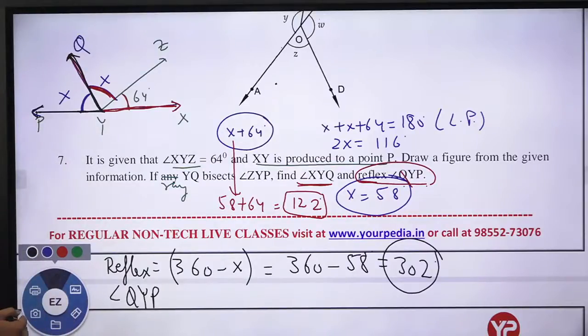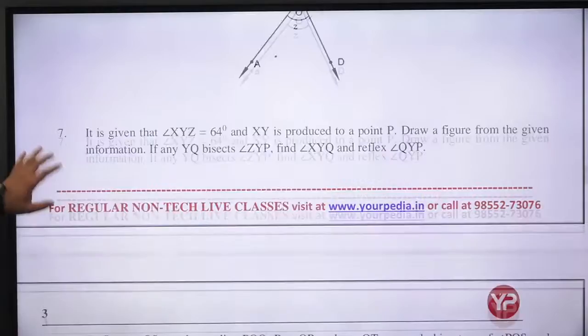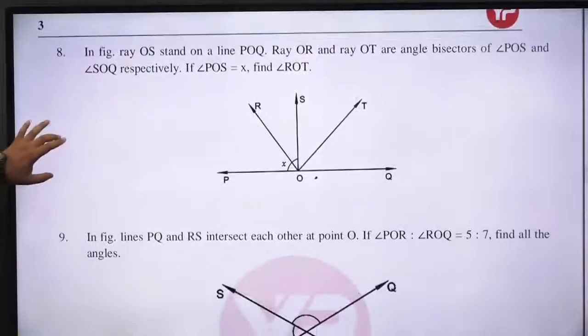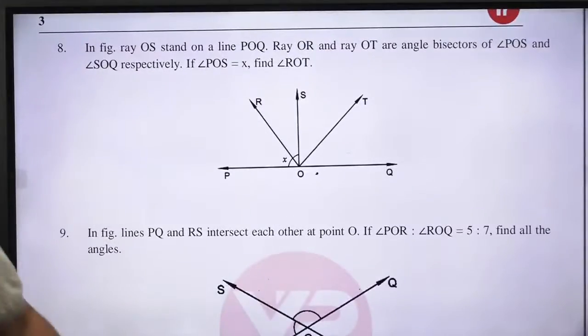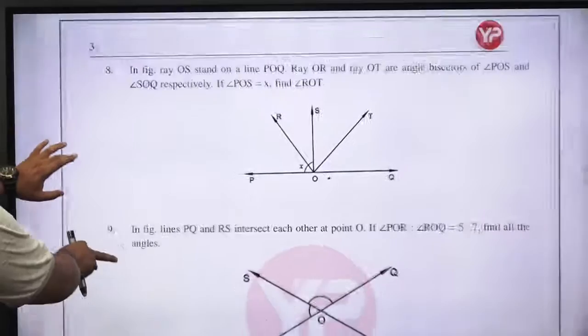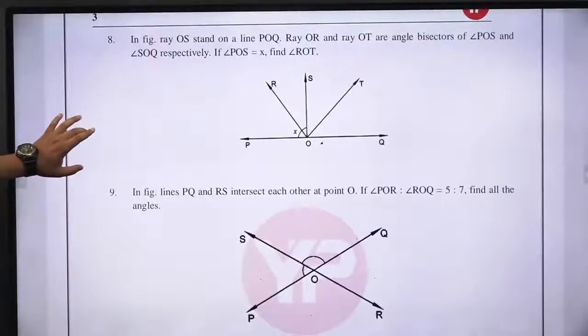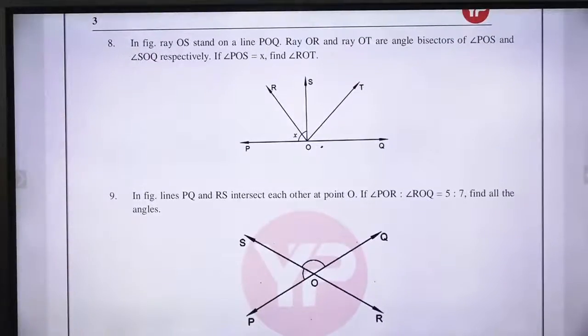So let's do it. Yes, please try to solve the eighth question now. Angle ROT you need to find out. Please try to find angle ROT. Please try to solve question number 8 and 9.